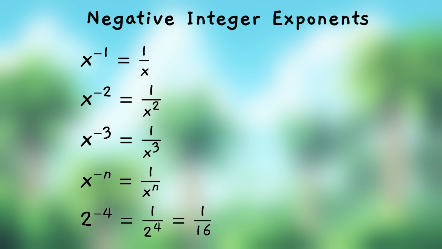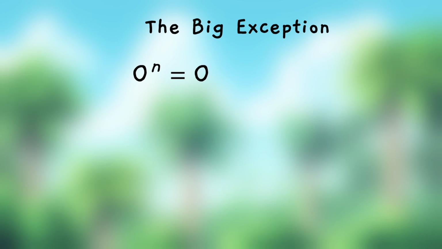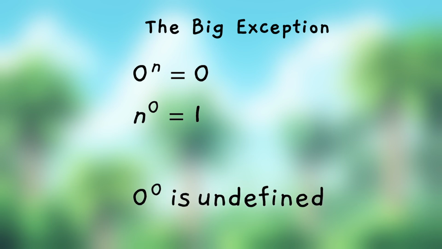Let's look at one big exception. 0 to any exponent is going to be 0 with one exception. Any number to the 0th power is 1 with one exception. And that is 0 to the 0th power is undefined. What does that mean? Why is 0 to the 0th not defined? The reason is, mathematicians took a technical look at this. And the idea is, okay, well, what number should this be?